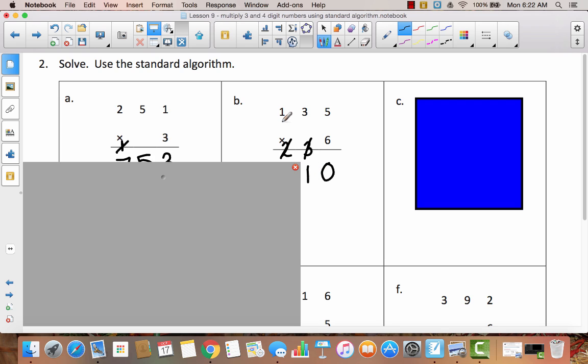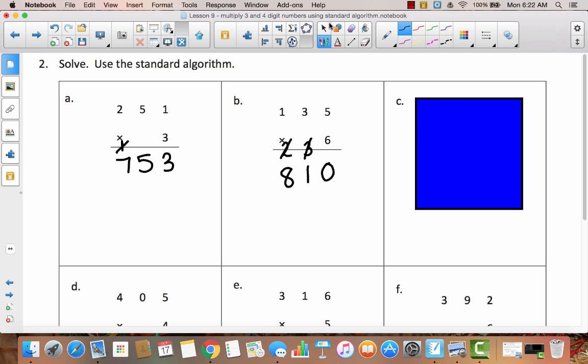And then I took 100 times 6, which is 6 hundredths, plus these 2 hundredths gave me 810. All right, let's take a look at C. All right, so I did the same thing here.